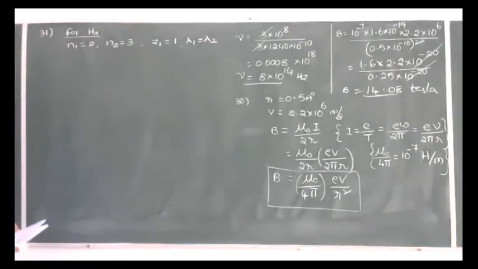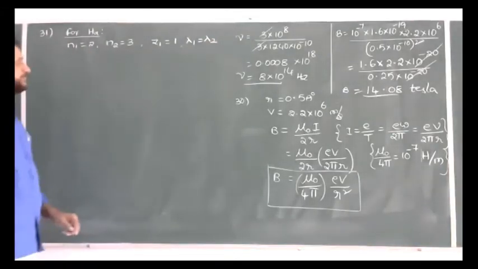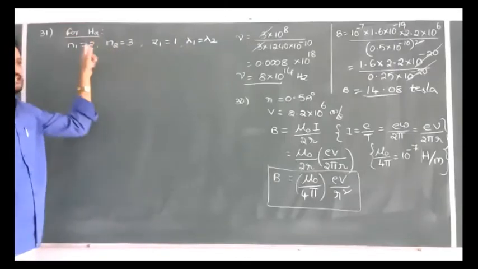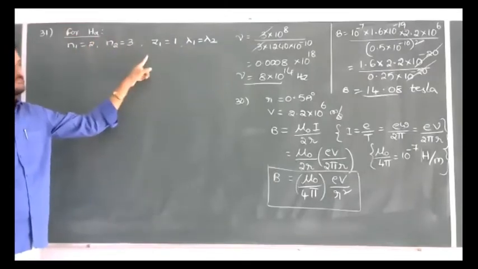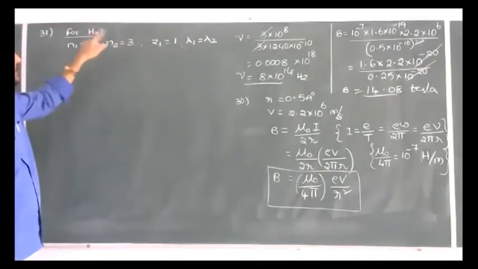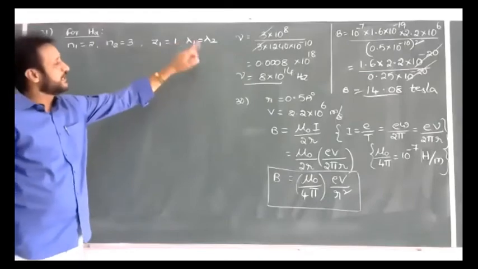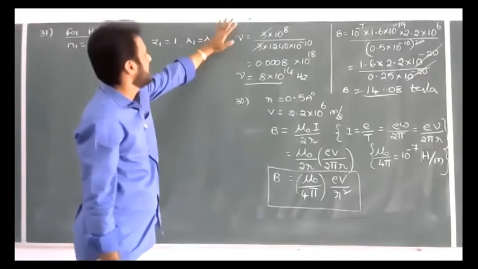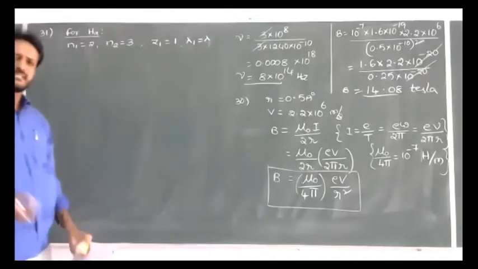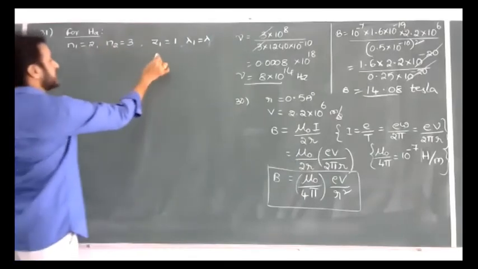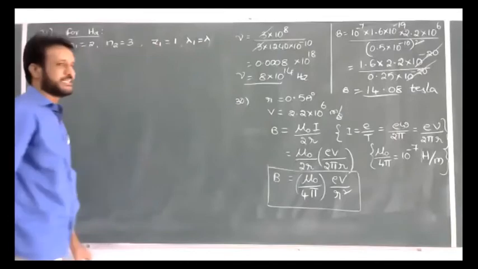Check the question. The wavelength of the H alpha line means when the electron jumps from the third orbit to the second orbit, it is called the H alpha line. Here n1 is equal to 2, n2 is equal to 3, for the hydrogen atom Z1 is equal to 1, and the wavelength lambda 1 is equal to the given lambda. Now the second case, for the same line, means n2 is the same and n1 is also the same, but for doubly ionized lithium.